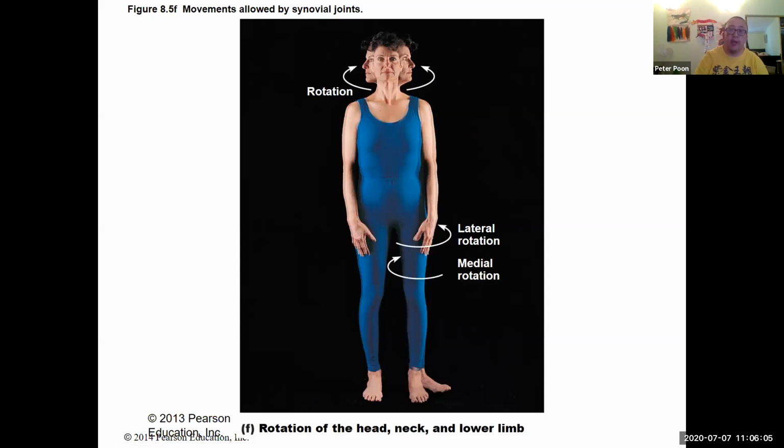Rotation is rotating one bone around another. All I can do with the head is rotate, but with my limbs, I can rotate in either direction. Lateral rotation is away from the midline. Medial rotation is toward the midline. You see my shoulder: this is lateral rotation, this is medial rotation. If you step out, you are laterally rotating. When you step back in, you're medially rotating.